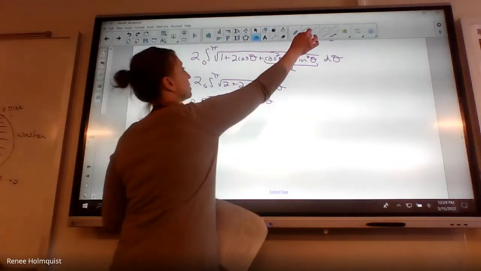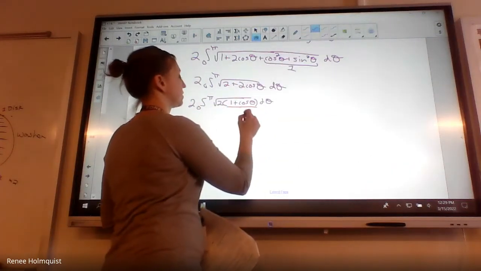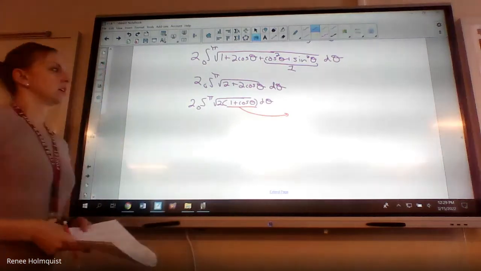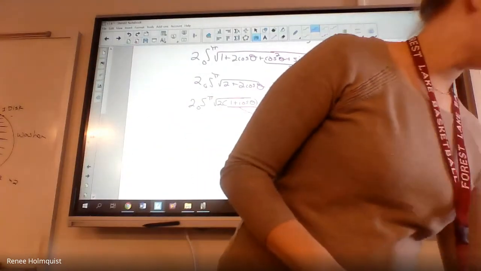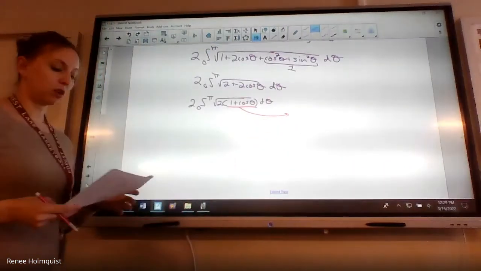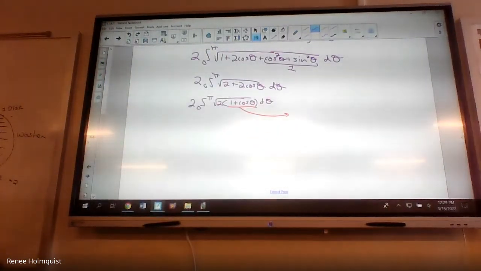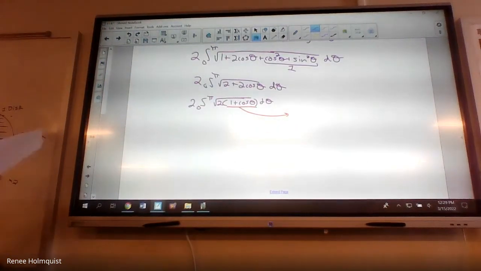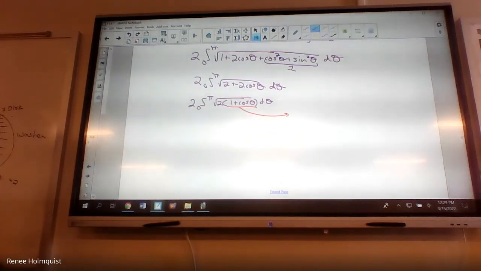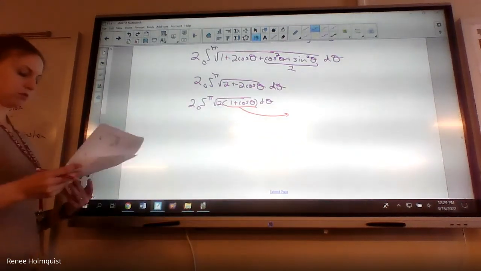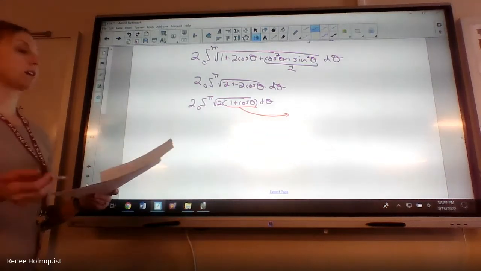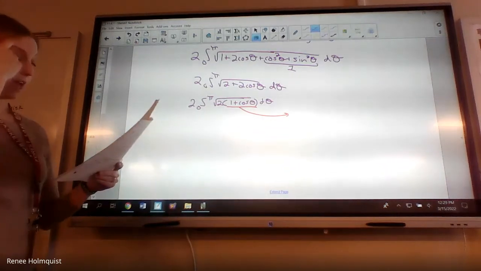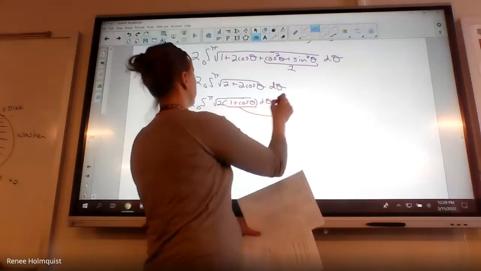So what happens is, that's really close to, where's my little trig identity? It's really close to cosine squared. What's different about it though? It's 2 cosine 2 theta. There's a 2 in the argument. And so what I can do, I'm just going to keep going.